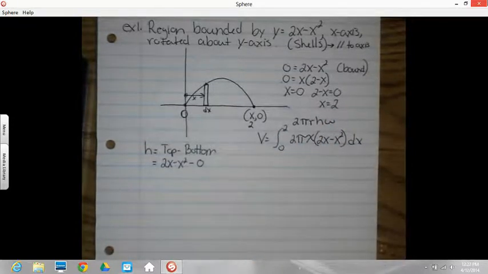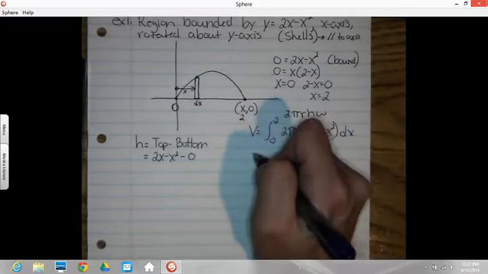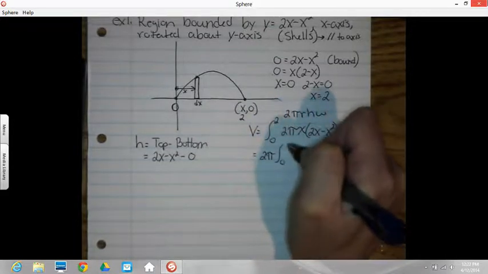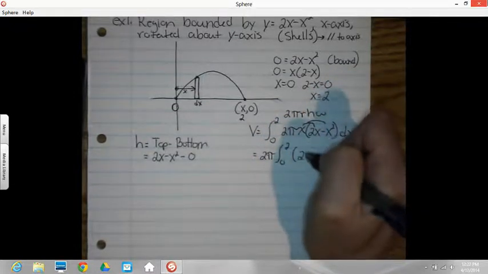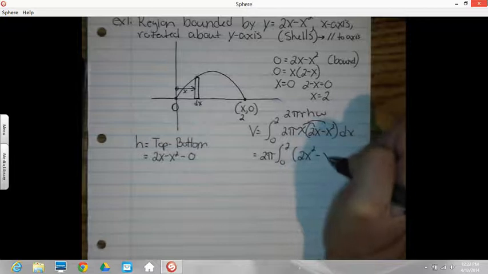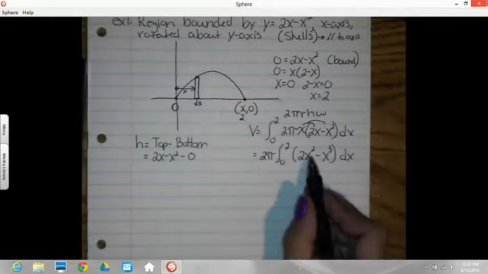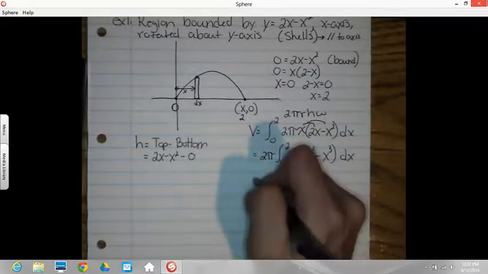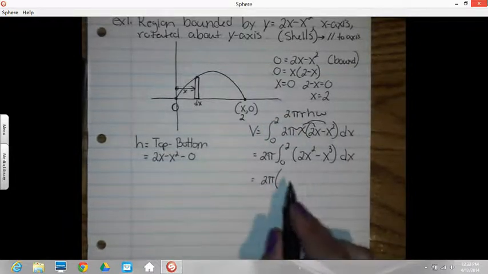All right. Now the calculus part. I'm going to pull the 2 pi out in front. 0 to 2. I'm going to distribute the x in. That'll give me 2x squared minus x cubed dx. And now I can integrate each term with the power rule because that's the first power. It's like the parentheses are gone. So the 2 pi will get multiplied by both of these. So that's why the parentheses are there.